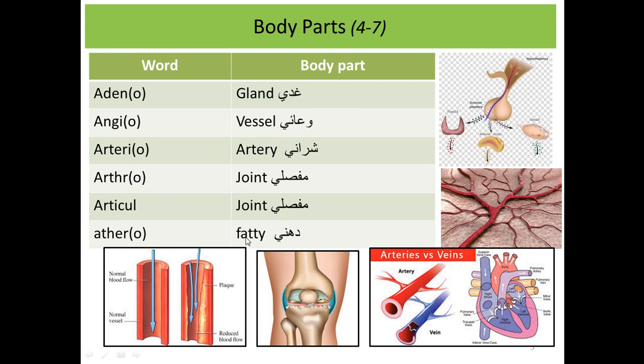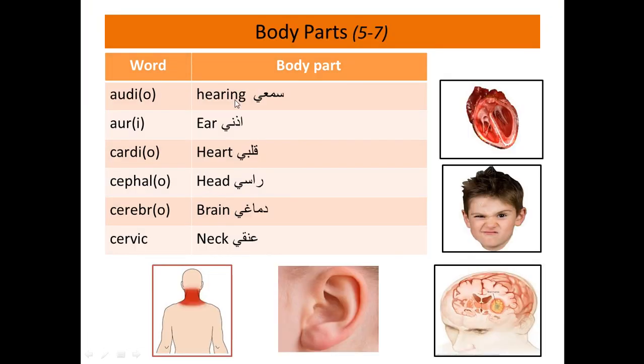While athero means fatty accumulation, as in atherosclerosis, there is fatty accumulation forming inside the blood vessels, causing strokes. Audio means hearing, and oto means related to the ear. Audio means hearing, it is not the ear, while oto, as in otoscopy, means examination of the ear. Cardio means the heart. Cephalo is the head, and the brain is cerebral, while the neck is cervical.